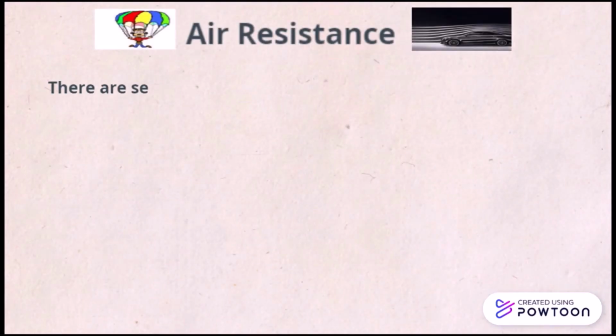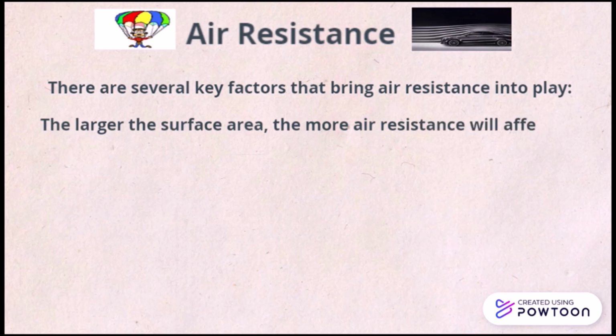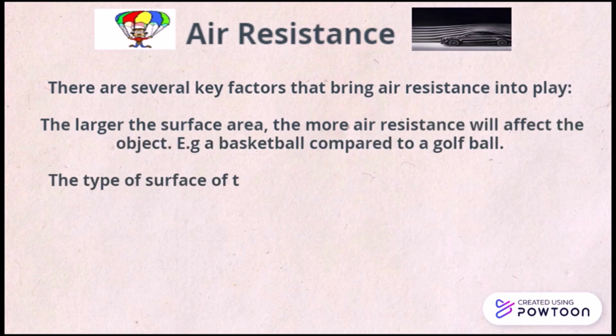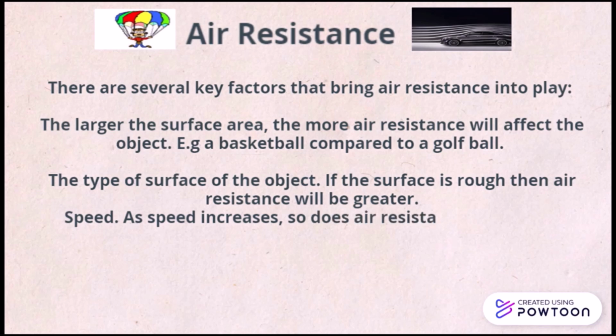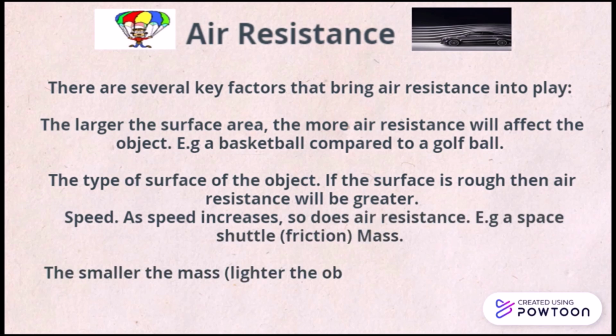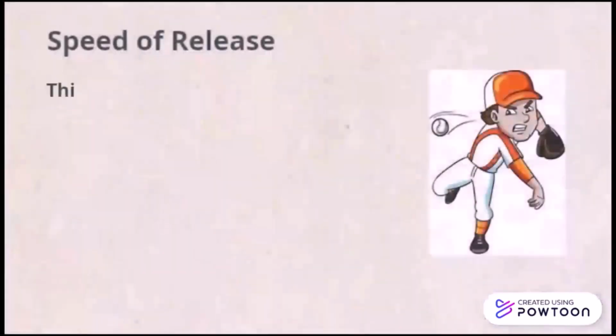Air resistance. There are several key factors that bring air resistance into play. The larger the surface area, the more air resistance will affect the object, for example a basketball compared to a golf ball. The type of surface: if the surface of the object is rough, the air resistance will be greater. Speed: as speed increases, so does the resistance, for example a space shuttle. The smaller the mass, the more the air resistance will affect it.